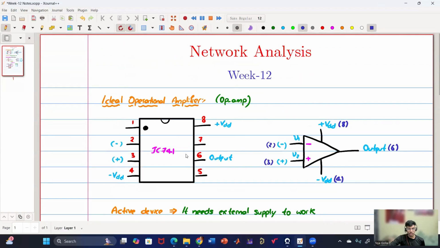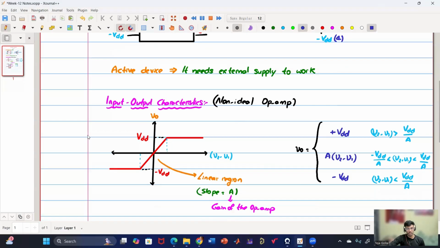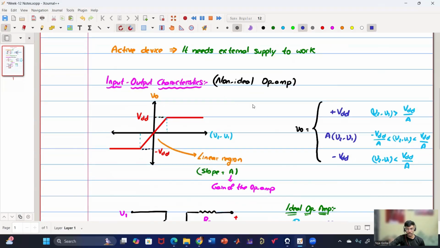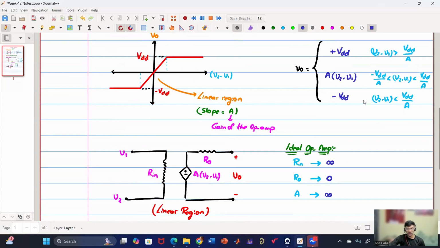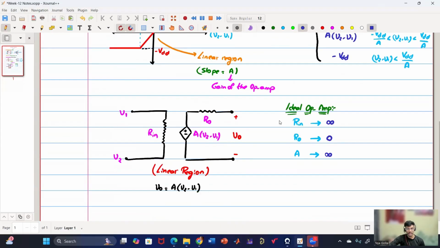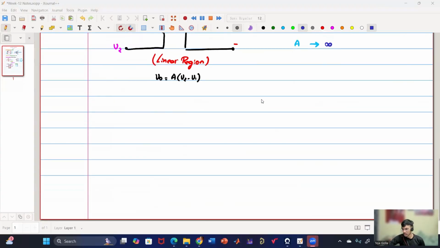I have just touched upon the op-amp circuits and what the important terminals are. Then I mentioned the input-output characteristics of a non-ideal op-amp, and we divided it into three regions. Then we saw the input-output regions and their voltage boundaries, and the electrical equivalent circuit of a non-ideal op-amp. Now we'll see what the ideal op-amp circuit looks like. If you don't have any queries, let us move to the ideal op-amp.